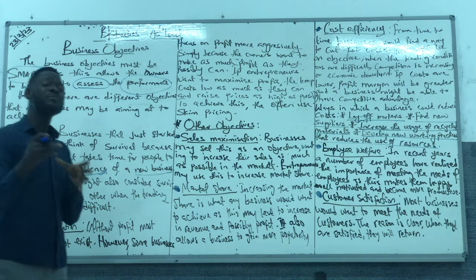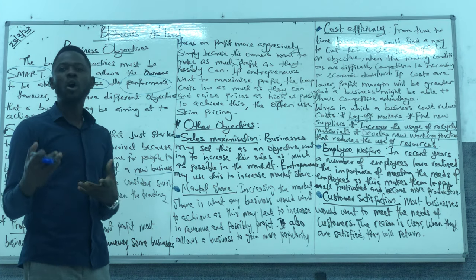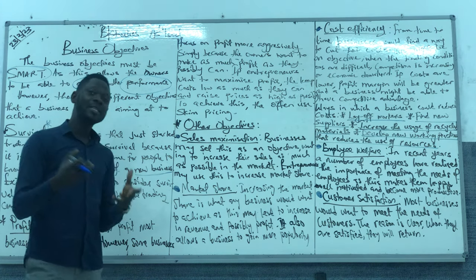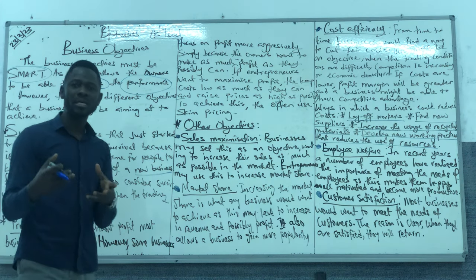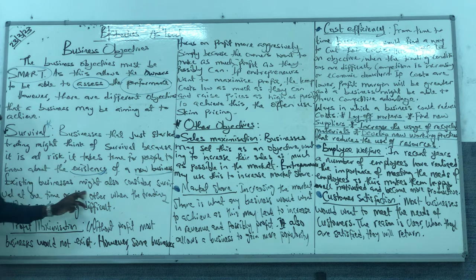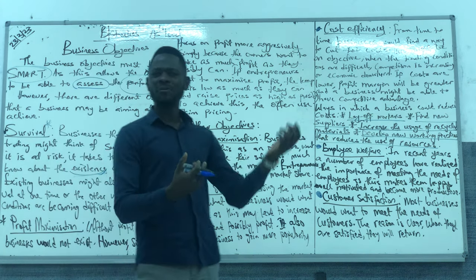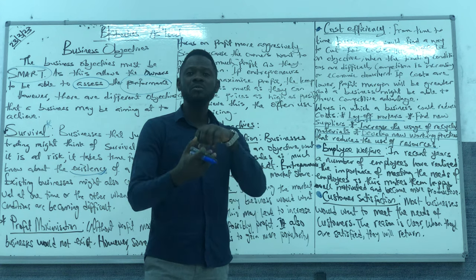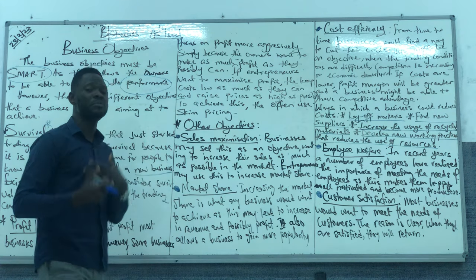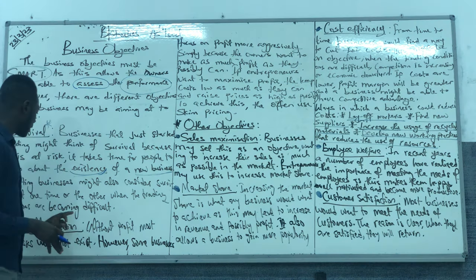And also, existing businesses might face different business difficulties one time or the other. That might also make them change their objective to survival. So look at what I wrote here. Existing businesses might also consider survival at one time or the other when the trading conditions are becoming difficult. Trading conditions might be difficult maybe because of external factors. So these factors are beyond the control of the business. That might make the business change its objectives. So that is about existing business.